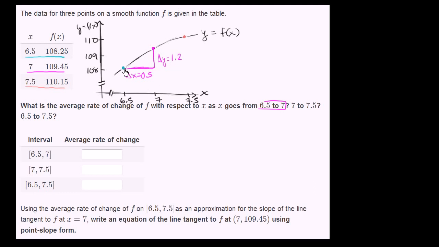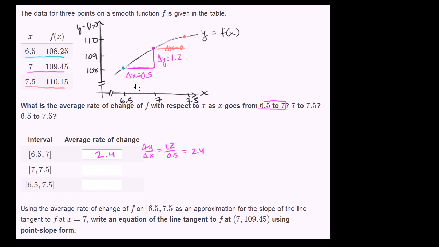So our average rate of change over this interval is our change in y over our change in x, or 1.2 divided by 0.5. Let me write this down. Our change in y over our change in x is equal to 1.2 over 0.5, which is equal to 2.4. So this is equal to 2.4. Now let's do the next interval. Our change in x, once again, is 7.5 minus 7, which is still 0.5.